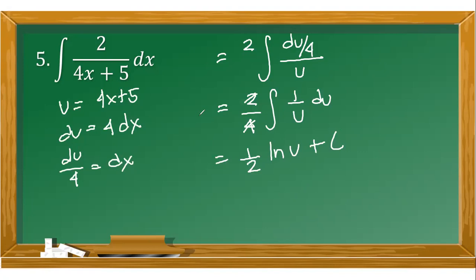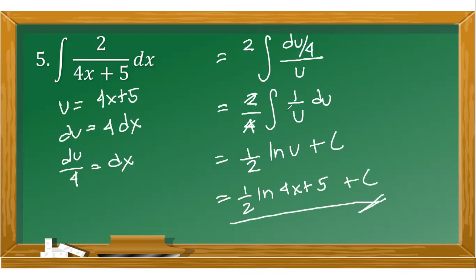Okay. So bringing back the value of u, that is equal to 4x plus 5 plus c. That will be our final answer. Okay, so wag tayong malilito. Okay, para hindi tayo malito ay ilalabas na natin or isa-separate na natin agad yung mga constant. Okay, and then i-multiply natin sa function.